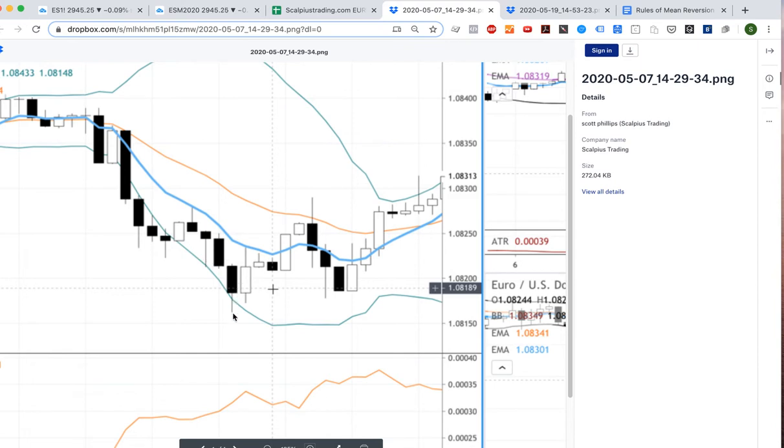And here it sets up again. We have a touch of the Bollinger Band, element 1. We have a higher close, another higher close, irrelevant. And then we have a lower close. So we place an order to go long here. Our stop loss is here. And you can see it went up, went down, and then came up and hit our target.